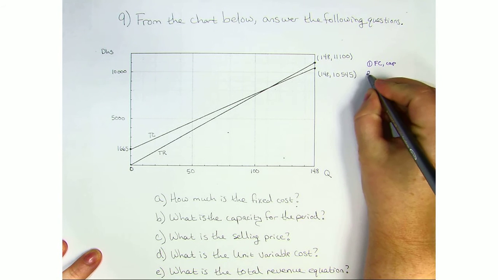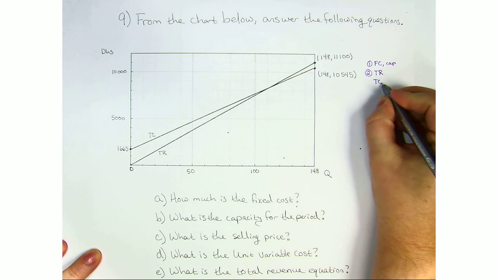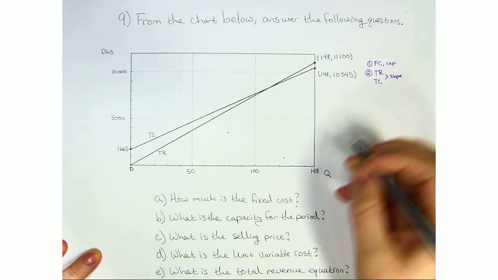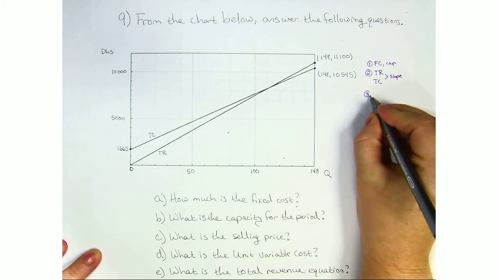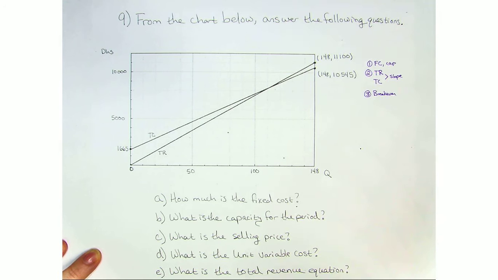After you've done that, you're going to go ahead and look for the total revenue equation and the total cost equation. And in order to do these, you're going to have to use the slope function. And then the final step is you're going to find the break-even point. And once you've done all 3 of these, you should be able to answer most of the questions that are presented. So let's go ahead and look at this graph.